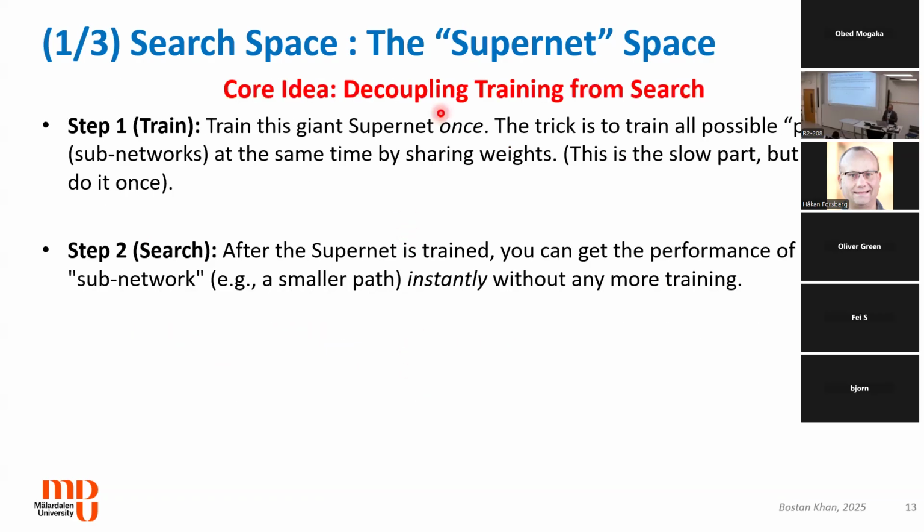So the main idea of this is to decouple the training from the search, right? So we train only once this big model. Once we have trained this, then we can search for smaller models within that big supernet, and it won't cost us that much. So step one is to train this giant supernet once. The trick is to train all possible paths, or in other words, subnetworks, at the same time by sharing weights. This is the slow part, but we have to only do it once.